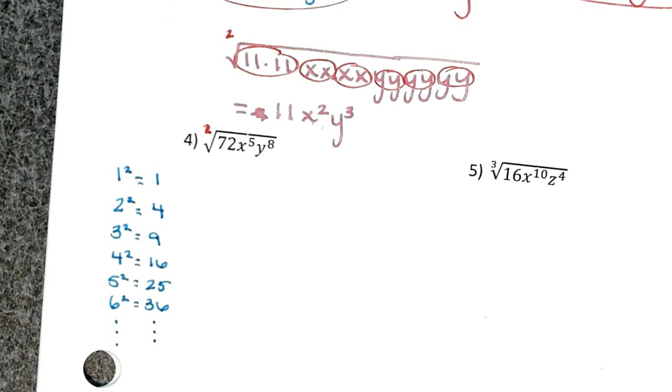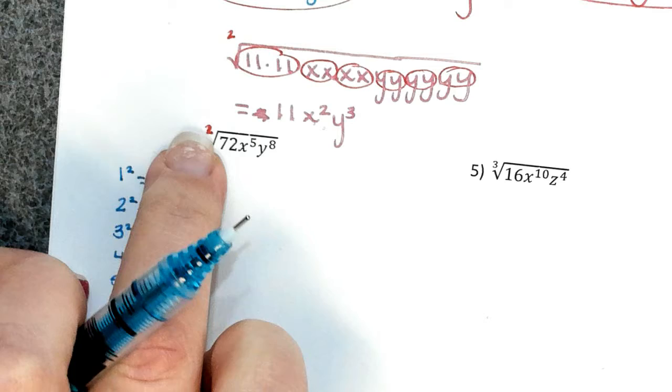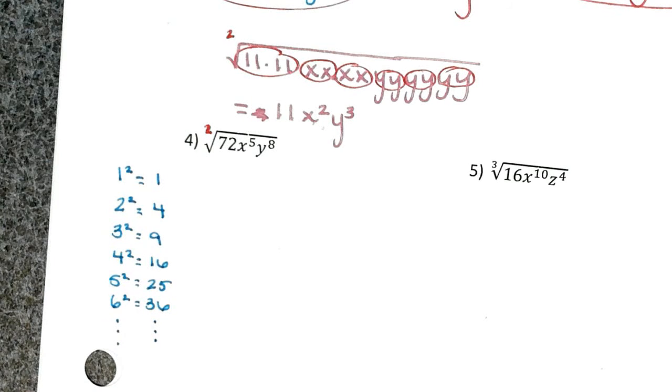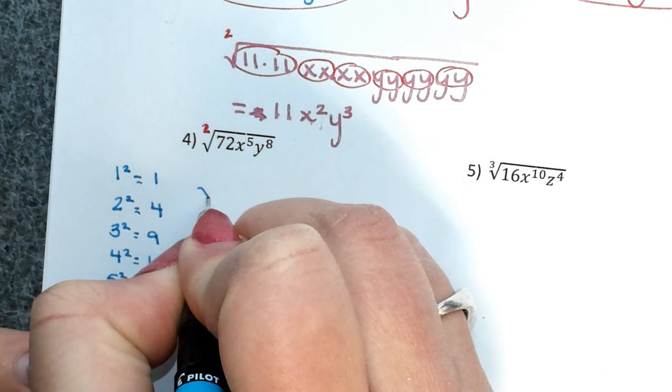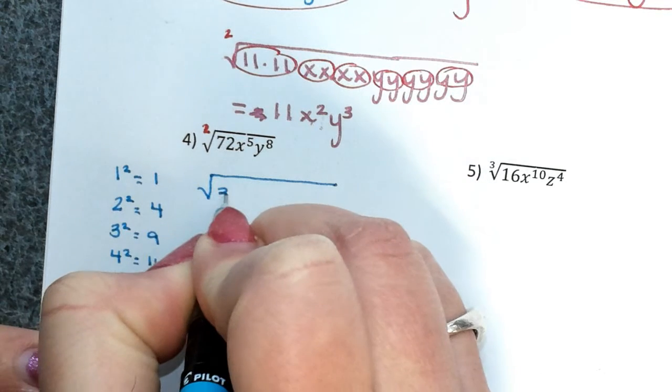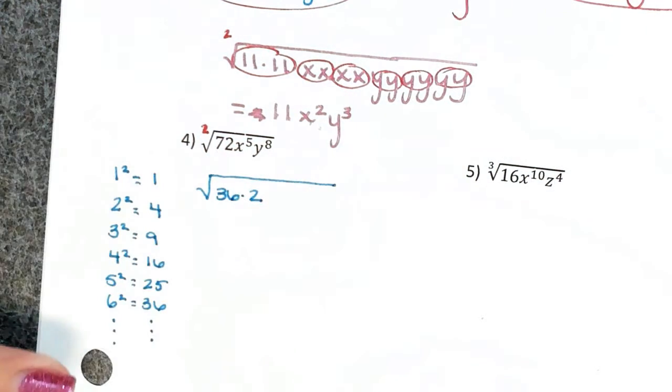Now, the reason we wanted to come up with that list is because we can take a square root of those numbers. So, can we write 72 as one of these numbers times something else? 6 times 2. What is it? 36 times 2, yes. So we can write the square root of 36 times 2.